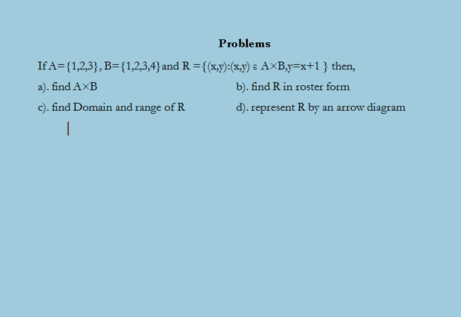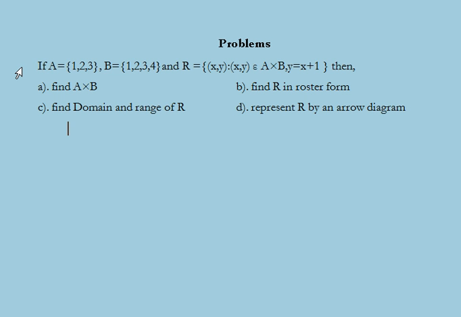Next, we are going to discuss a problem that is based on relations. Now here, the problem says that A is equal to {1, 2, 3}, B is equal to {1, 2, 3, 4} and relation R is equal to {(x, y)}, where (x, y) belongs to A × B and y is equal to x plus 1. Then we have to find the elements of A × B and express R in roster form. Later, we are required to find the domain and range of R, and finally, we are required to represent R by an arrow diagram.